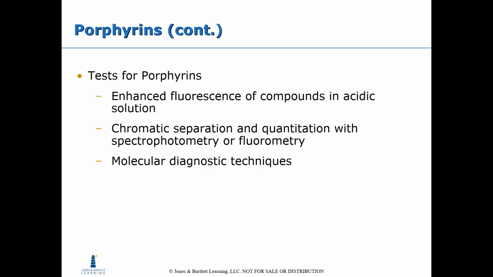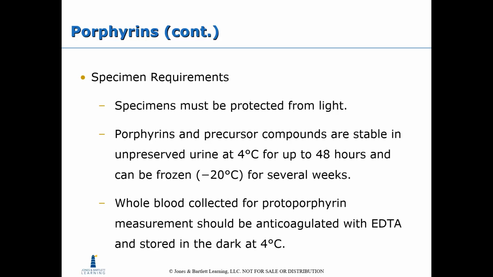Specimens must be protected from light. Porphyrins and their precursor compounds are stable in unpreserved urine at 4 degrees Celsius for up to 48 hours and can be frozen at -20 degrees Celsius for several weeks. Whole blood collection for protoporphyrin measurements should be anticoagulated with EDTA and stored in the dark at 4 degrees Celsius.